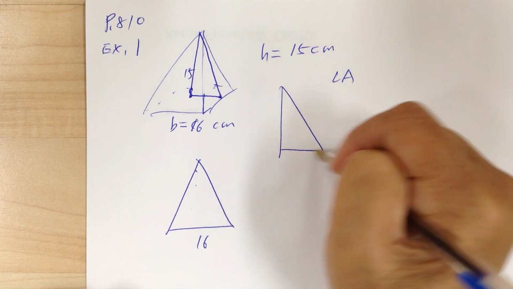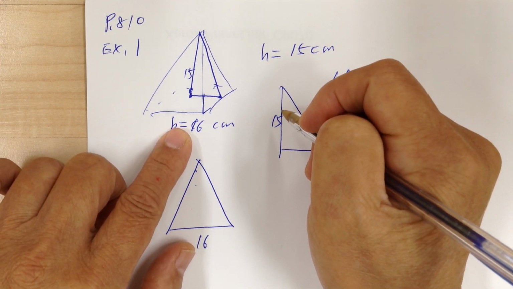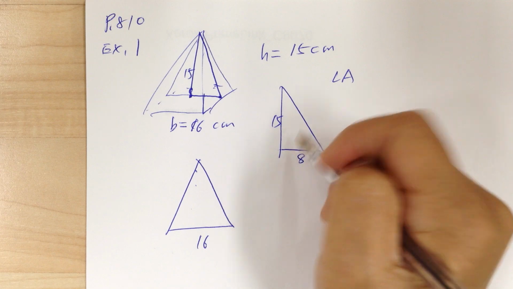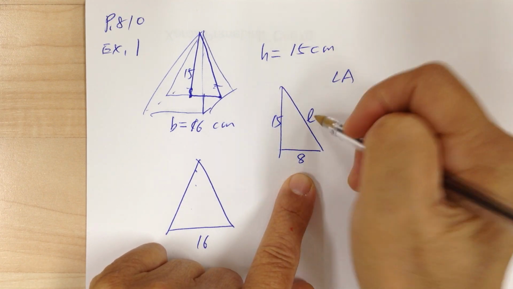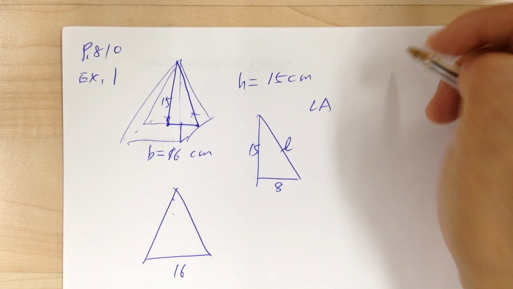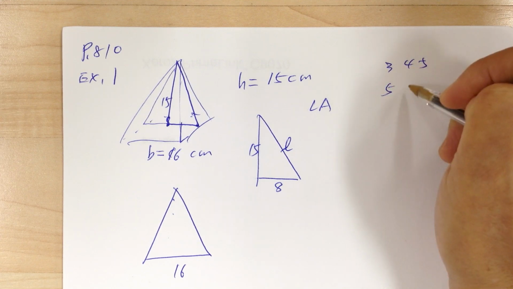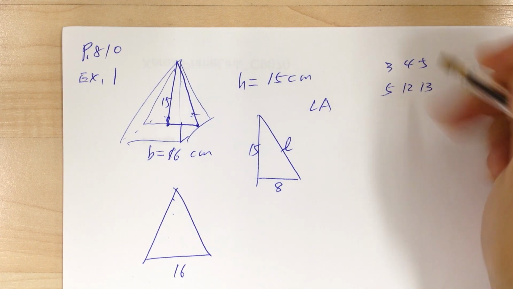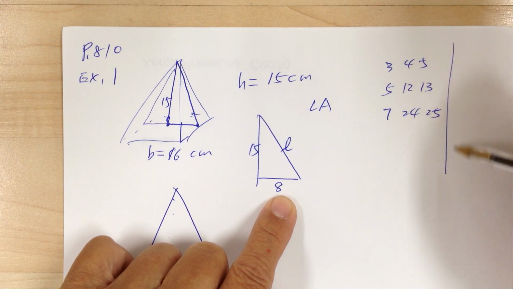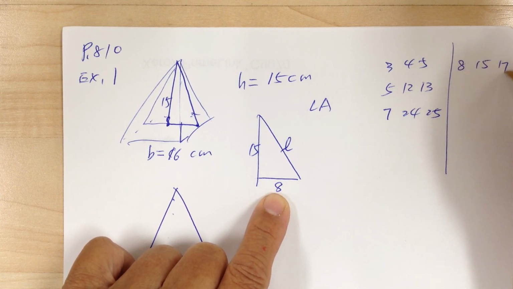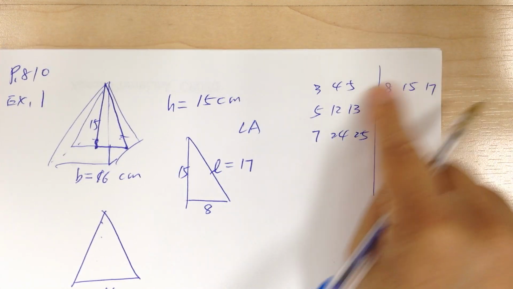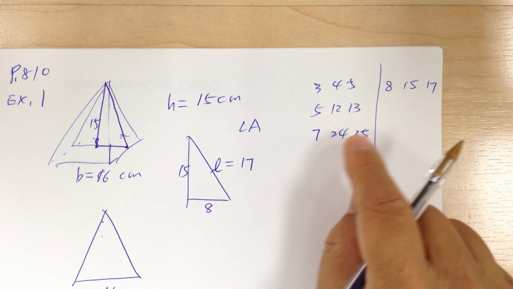So if you were to draw this picture, this is 15. Now the base is 16, so this would be an 8, because see over here. So you have to be able to visualize. And so this would be L. And remember from the Pythagorean triples, this is 8, 15, 17. Remember the 3, 4, 5, and the 5, 12, 13, and the 7, 24, 25, and for the even numbers, 8, 15, 17. Those are your Pythagorean triples. So make sure you go back and review your Pythagorean triples. It saves you a lot of time.